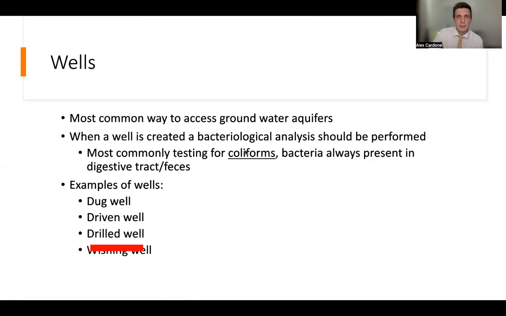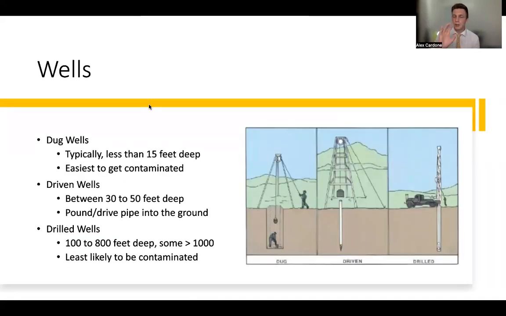But let's go into these ones very simply. A dug well, a driven well, and a drilled well. They're all ways to access groundwater. However, there are some unique characteristics that make them good and that make them bad, and some it just depends on the situation. So, a dug well.